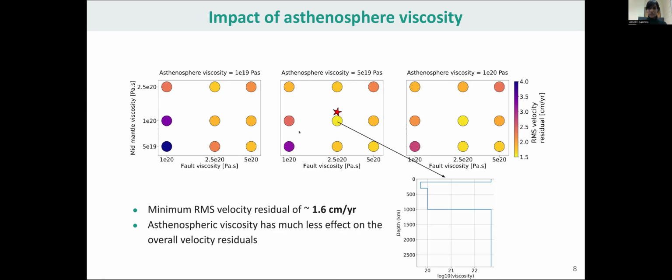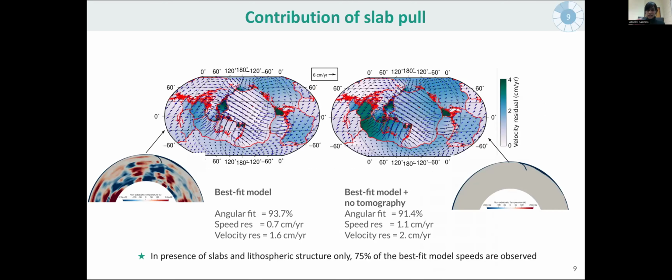And what we find through this parameter study is that the minimum RMS velocity which we observe with respect to the observations is about 1.6 centimeters per year, and has the rheological profile which I'm showing you at the bottom right. Because the models are very fast, if we have low viscosity, both for the fault and mid-mantle viscosity, these models have very high residuals also. But overall, we do find good models, and we can look in detail also. So this is our best fit model, which I just showed you here.